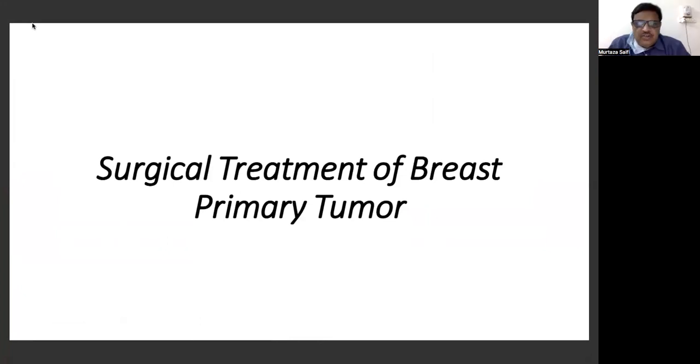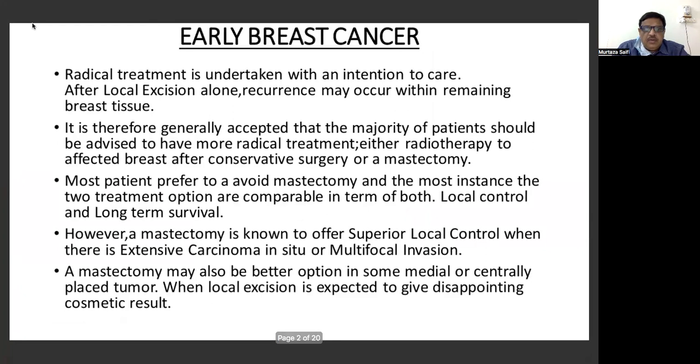Now come on the surgical treatment of breast primary tumor. There are various operations available. First, early breast cancer. Radical treatment is undertaken with an intention to cure. After local excision, local recurrence may occur in the remaining breast tissue.